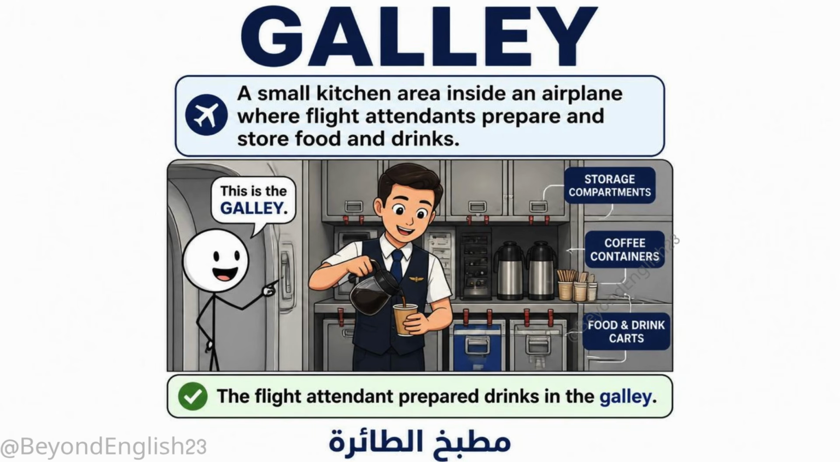3. Galley. The galley is the small kitchen area on an airplane where the cabin crew prepare and store meals, drinks, and other service items for passengers. Example: the flight attendant prepared drinks in the galley during the flight.